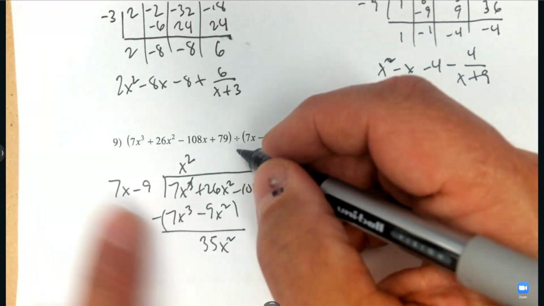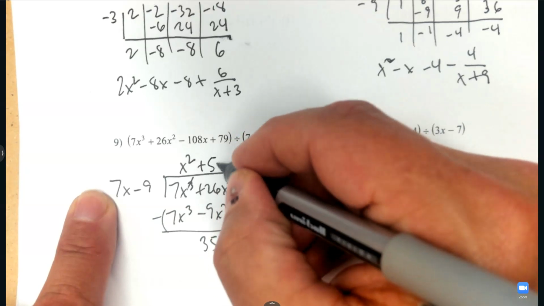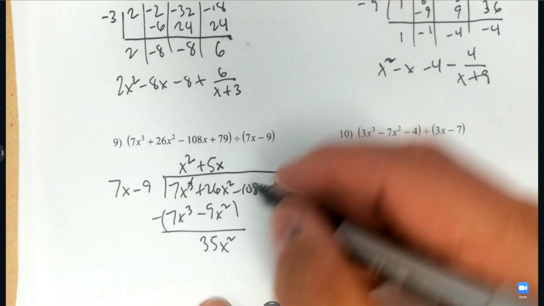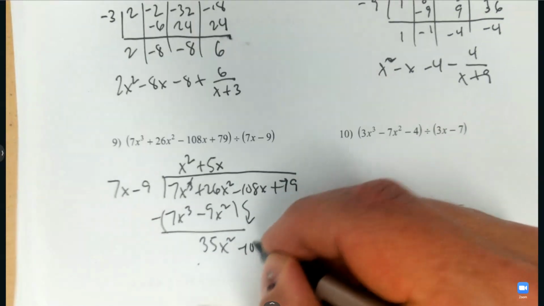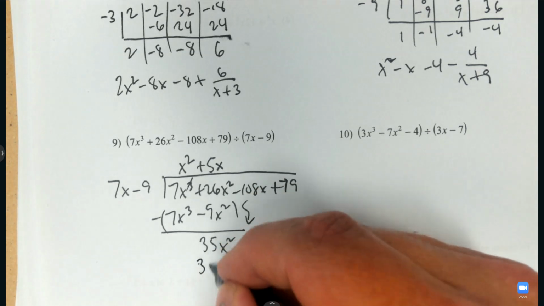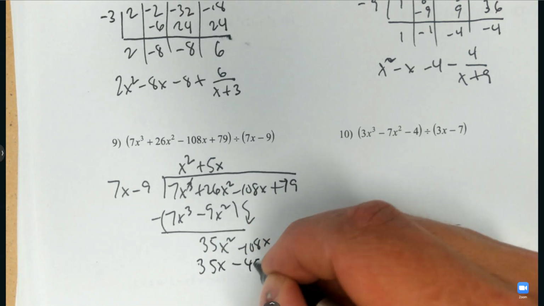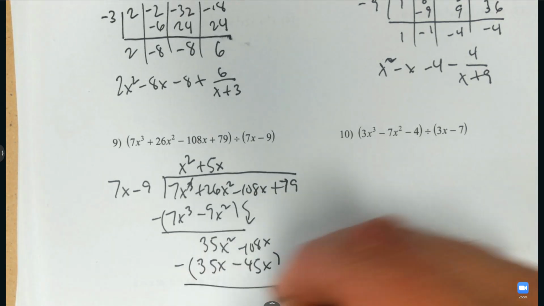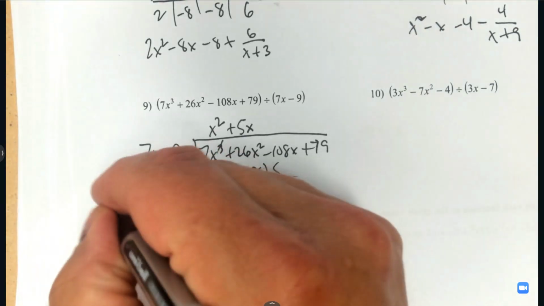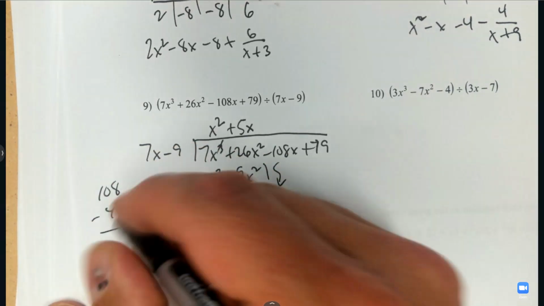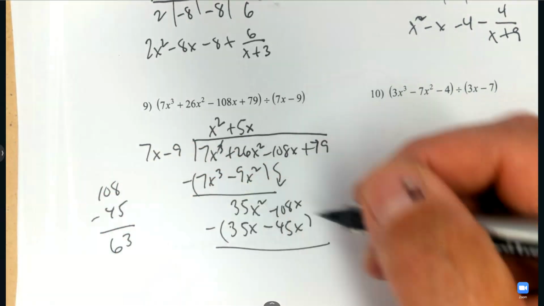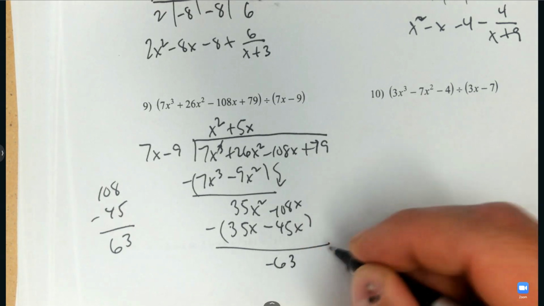Then divide again, 35 divided by 7, x squared divided by x, and then distribute. And you bring down the next term. So that's 35x minus 45. When you subtract the negative, you're adding, if you need to, 108 and 45. We can do this on the side. You get 63. It's going to be negative 63.